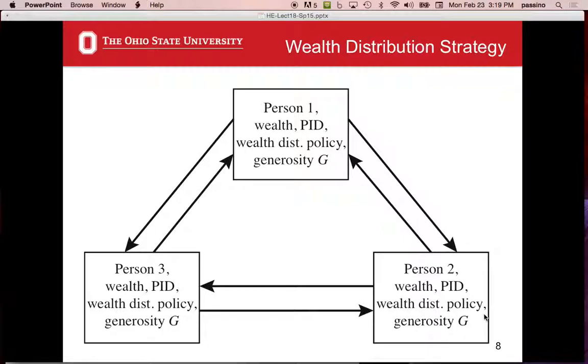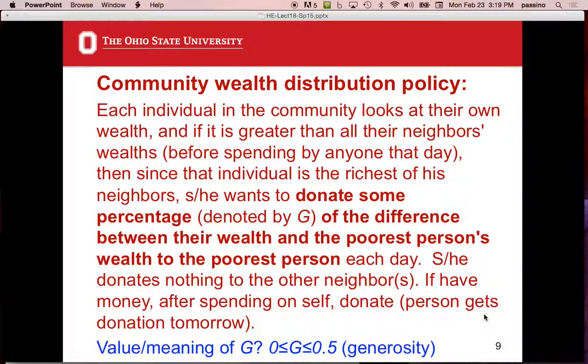Now, I'm going to have something I'm going to call a generosity parameter, G. I'll introduce that here in a second. So that's my setup for these three people. Okay, so I know this is a dense slide, but I just wanted to be precise here. So what is going to happen? Here's our policy. We need a policy, right? We talk about what a policy means.